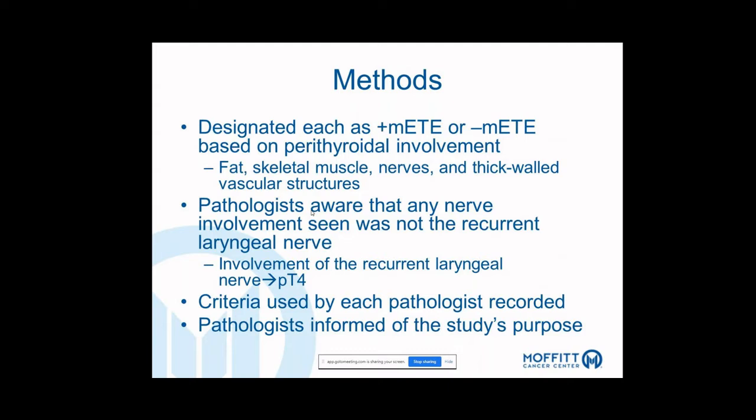vascular structures. The pathologists were aware that any nerve involvement seen was not the recurrent laryngeal nerve, and that it was necessary to inform them of that because involvement of the recurrent laryngeal nerve, as you know, would have bumped it up to a T4. The criteria that each pathologist used was recorded, and the pathologists were informed of the study's purpose in advance.